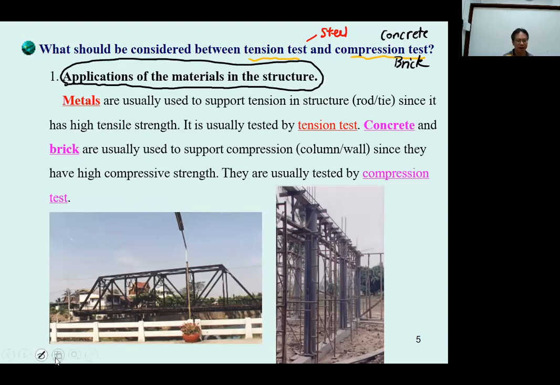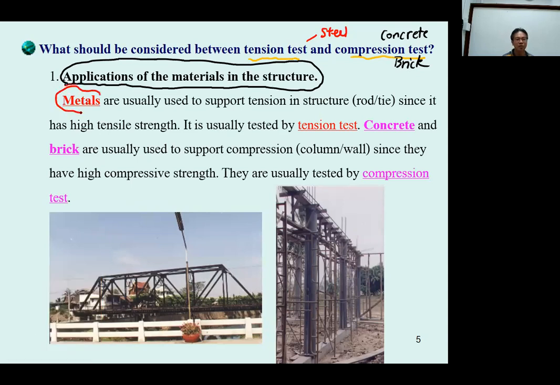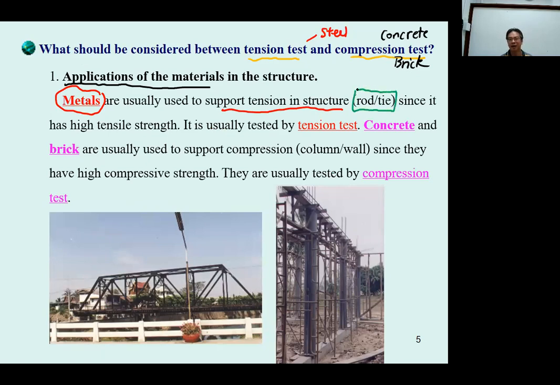Most of the time we use steel and aluminum to support the tension in the member, in the form of rods and ties. You can see the basic rod on the roof of the F4 building. Since this metal has high tensile strength, this kind of metal must be tested by the tension test.